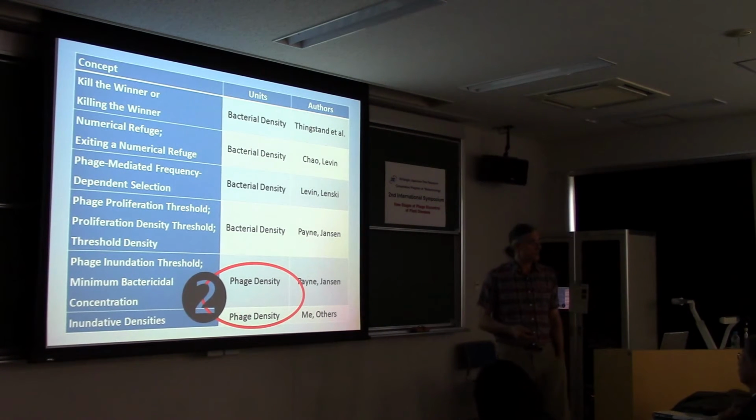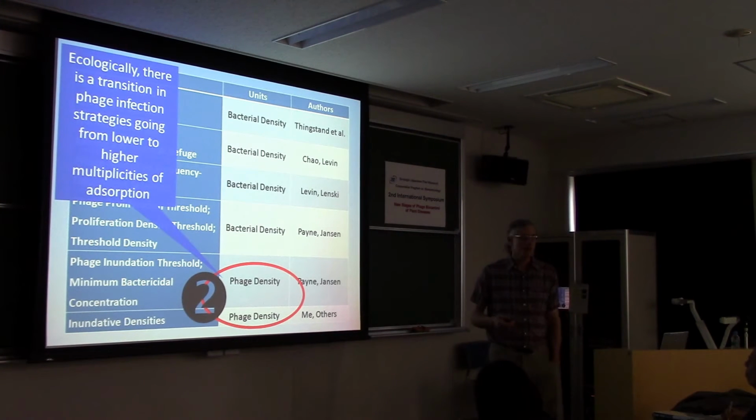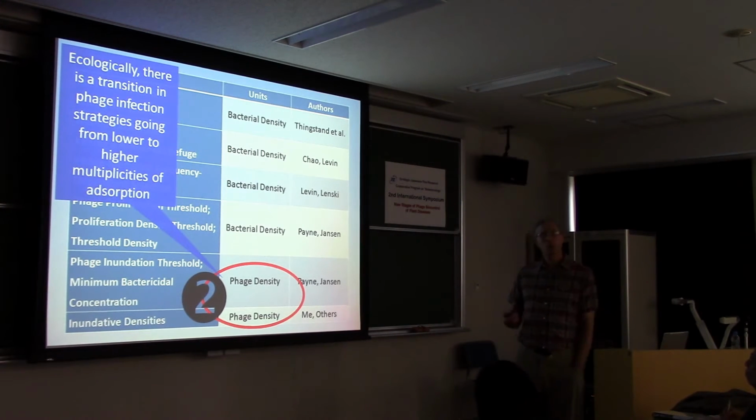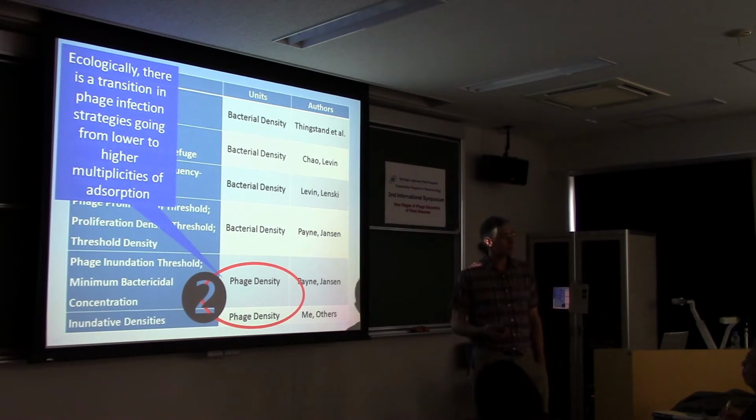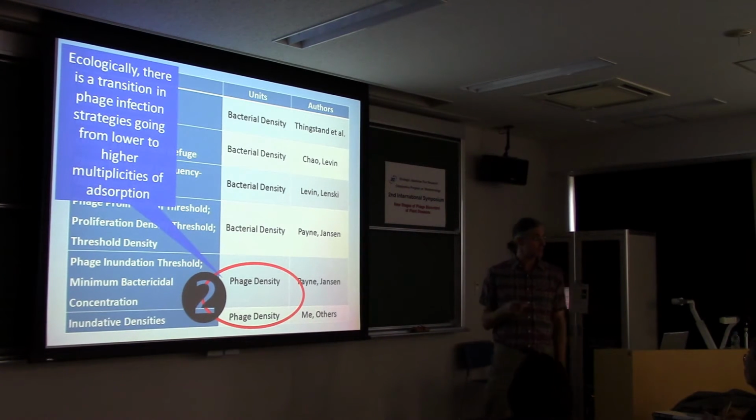And so is phage density. Now, in the wild, the phage density is important, at least in part, because the more phages you have around, the more phages that are going to absorb to individual bacteria at the same time.